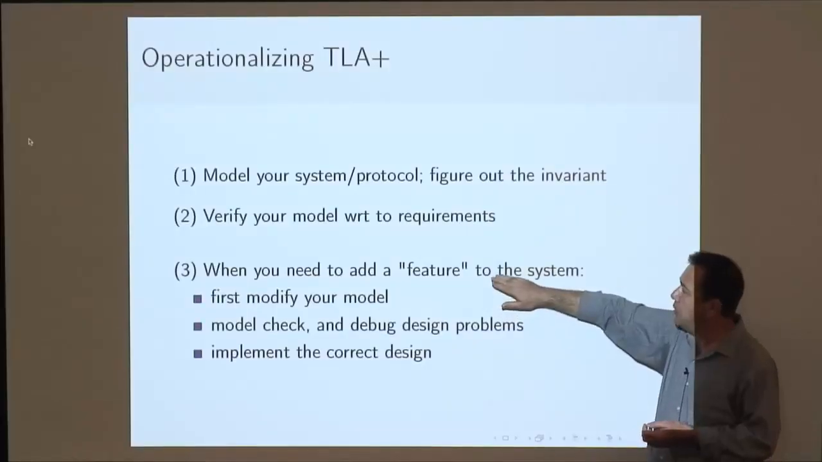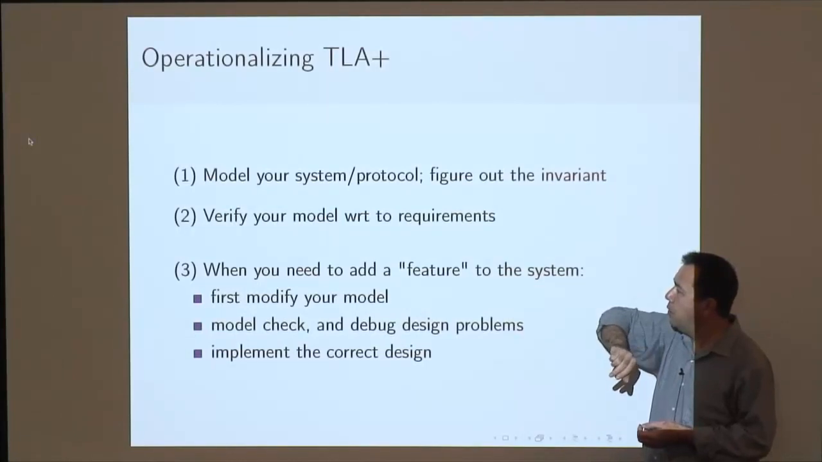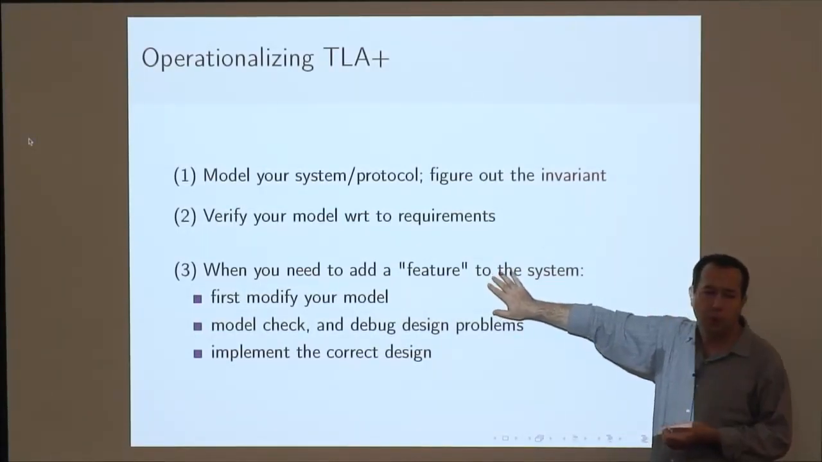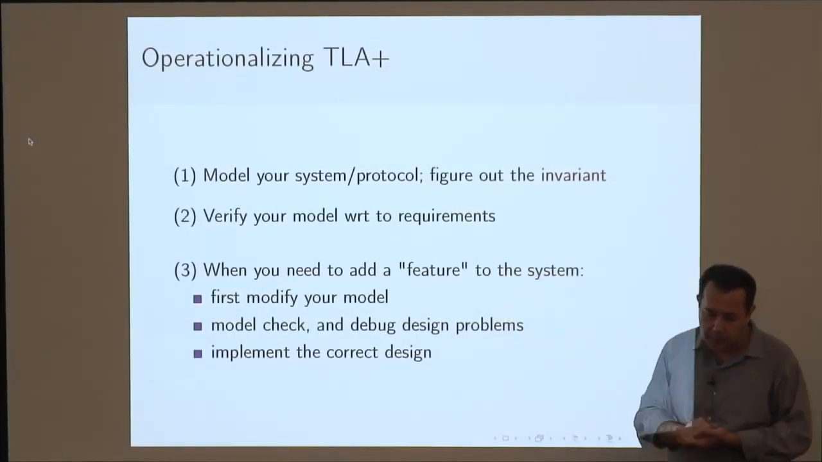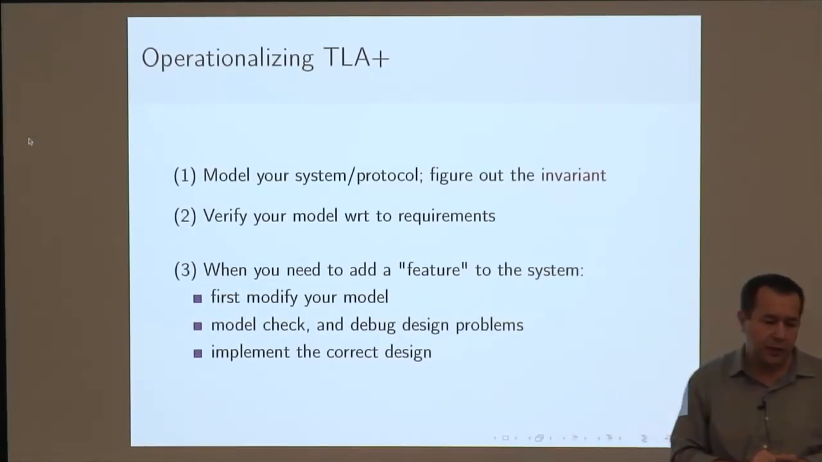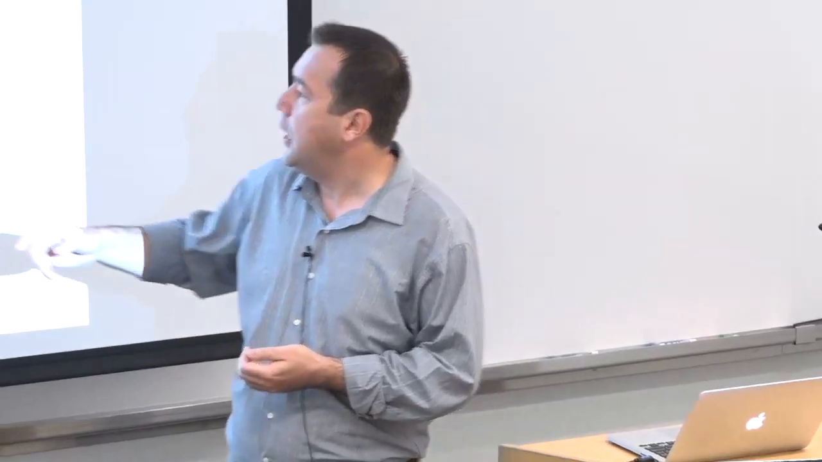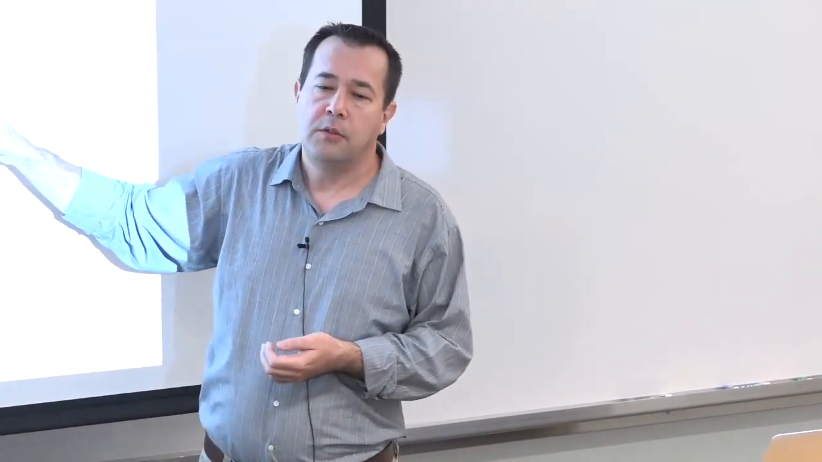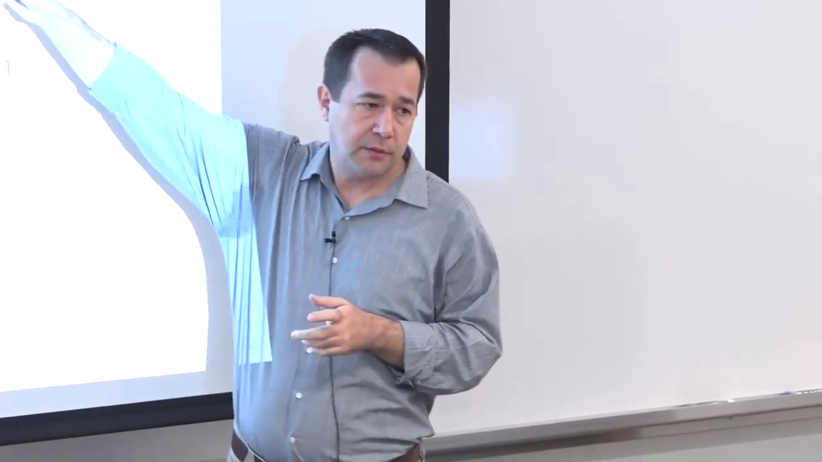And the nice thing about this is, when you're done, you keep the model. And today the software is unavoidably extended with more features, etc. When you need to add a feature to the system, you don't jump onto embarking implementation to implement this feature. What you do is you first add this feature at the model level, at your TLA+ spec level. Then you see, okay, does it break my invariants?